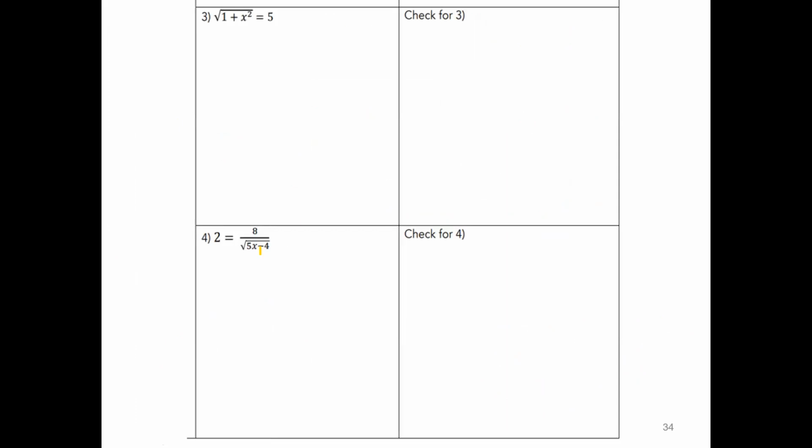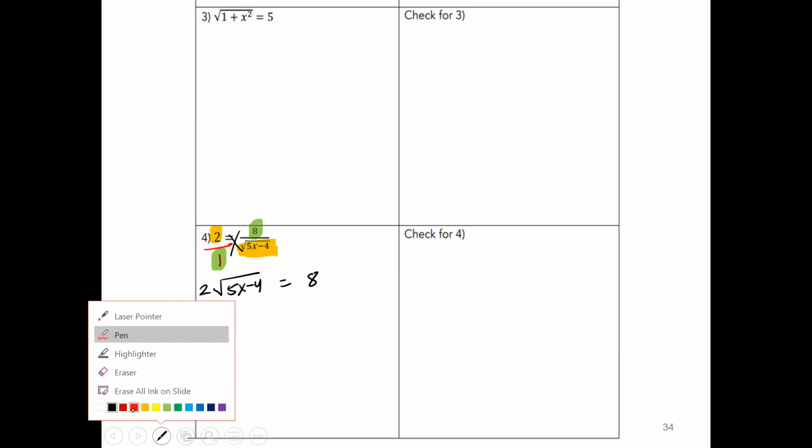All right, so question number 4, notice your square root is on the very bottom, which is unfortunate. So what you're gonna do is put a 1 underneath the 2, and crisscross multiply. So you have 2 times the square root of 5x minus 4, which I'm highlighting right there in orange, and then 8 times 1, which I'm highlighting in green. So you have 2 times the square root of 5x minus 4 is equal to 8 times 1, which is 8.